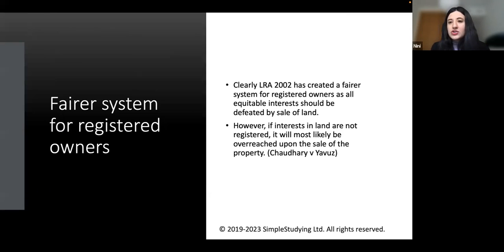Before, registered owners may have been challenged in court for ownership by someone who may have had a beneficial interest in the land. Right now, with the new registration system, it's a lot fairer, and registered owners are a lot more protected than before. And you can have a look at cases. However, if interests in land are not registered, they will most likely be overreached upon the sale of the property.